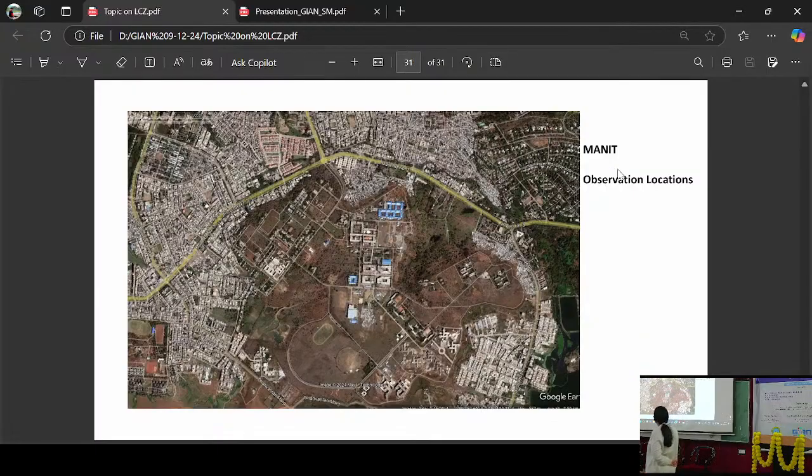Now, what we will do in our exercise is, we will try to find out those locations where before this, can you put up the other presentation?